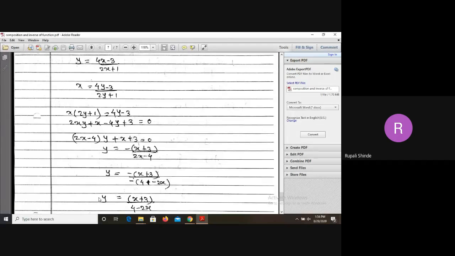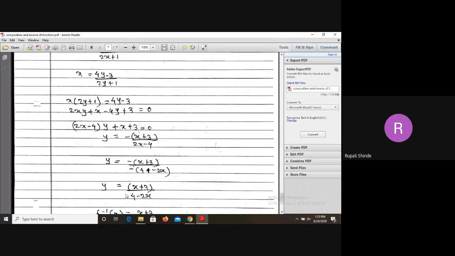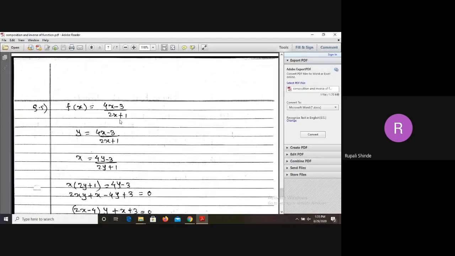Now just we have to apply the last step, and that last step is replace this y by f inverse of x. That's why f inverse of x is equals to x plus 3 divided by 4 minus 2x. So this is the inverse for the given function.